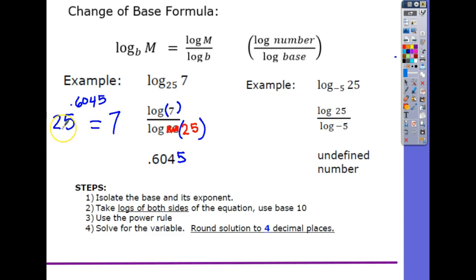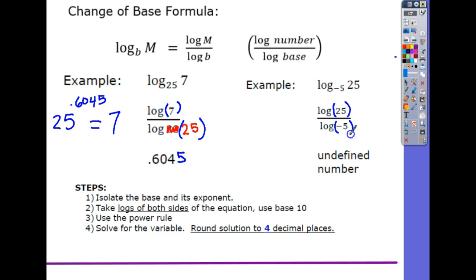25 raised to the 0.6045 power isn't actually equal to 7. It's approximately equal to 7 because this number has been rounded off. And it doesn't come out exactly, because this number has been rounded off, okay? When you put a log problem in your calculator, you will not get the right answer if you do not close that automatic parentheses.